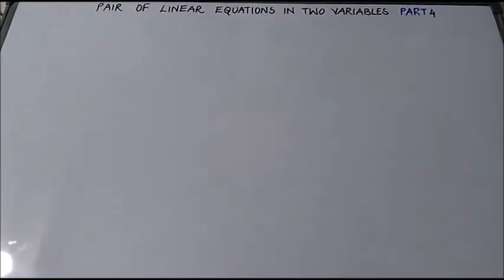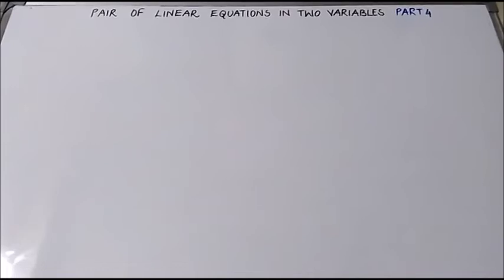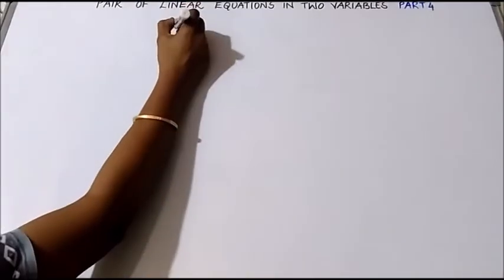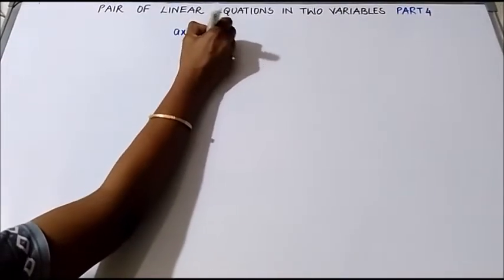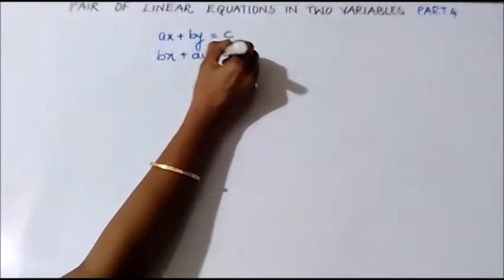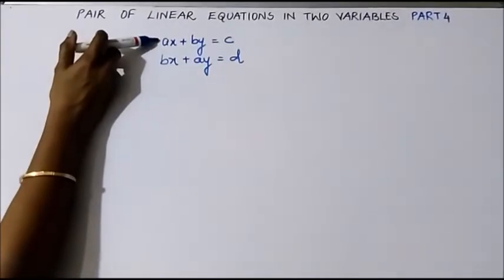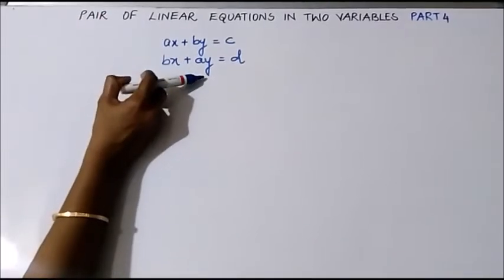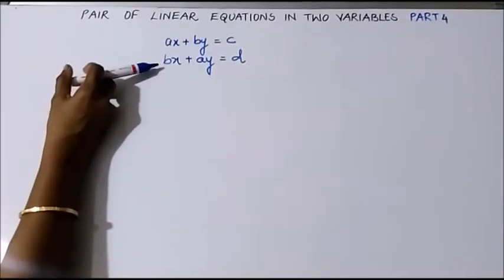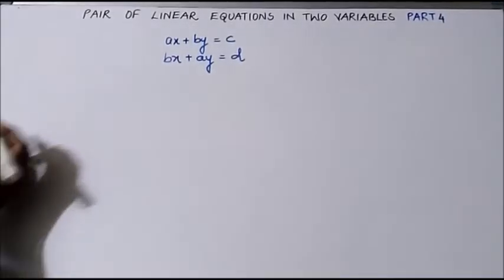Before we go into the next method of solving pair of linear equation in two variables, let us see how easily can we solve a pair of linear equation in the form ax plus by is equal to c and bx plus ay is equal to d. We have been given a pair of linear equation. Here you can see coefficient of x in the first equation is equal to coefficient of y in the second equation. Same way, coefficient of y in the first equation is equal to coefficient of x in the second equation. There is an easier way to solve it, so let us learn how to solve it by taking example.